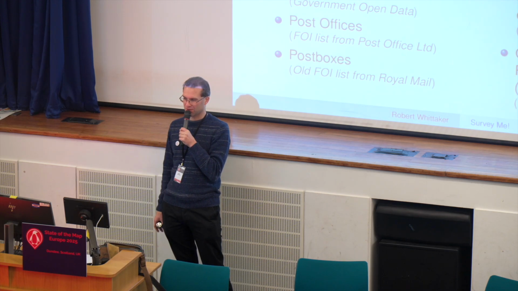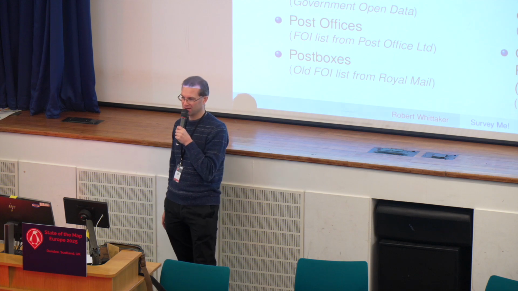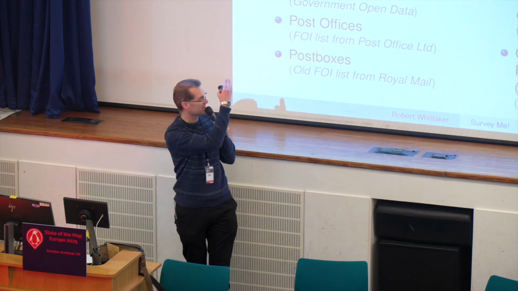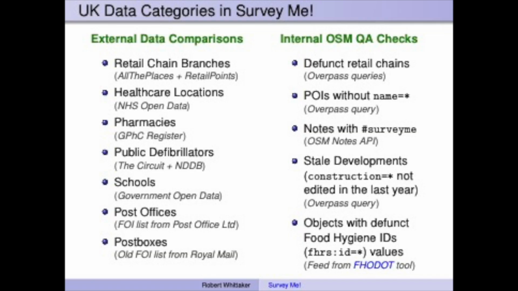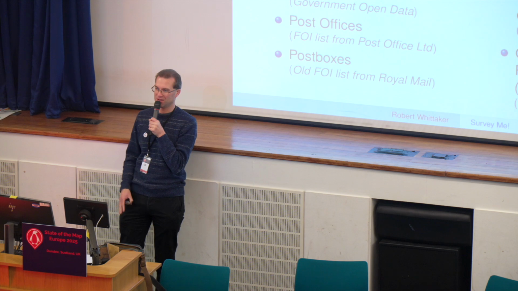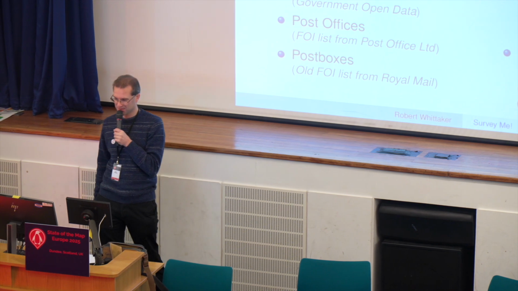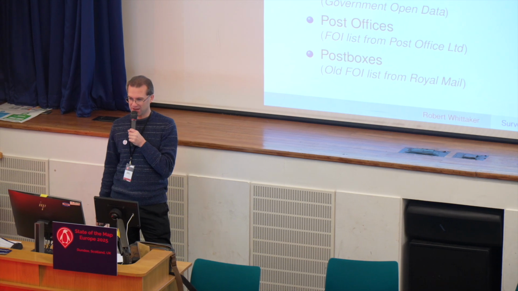So I put together this tool, and there are various data sets going into it and other QA checks that I do, and here's a list of all the stuff that goes into SurveyMe. So various external data sets that come from either the government or other projects. And you can see there's a range of different sorts of stuff in there, all of which I think it's really good to map in OpenStreetMap. And there are also a few internal checks on OpenStreetMap data, so finding things that you generally expect to have a name tag but don't, and often you need to go there in person to find out what the name is. So that's the sort of stuff that goes in.